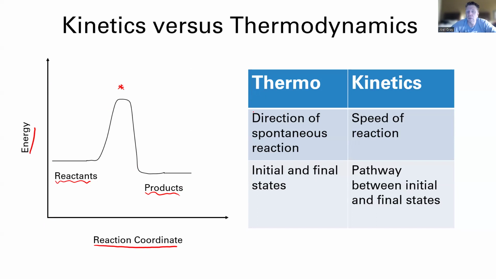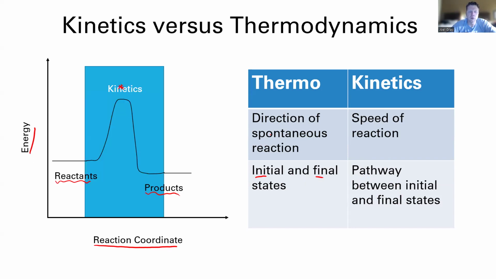So in thermodynamics, or the study of thermodynamics, what we're interested in is the direction of the spontaneous reaction. We're interested in the initial and final states of our reactants and products. Kinetics, we are interested in the speed or the rate of the reaction, the pathway between the initial and the final states. And those are the big components that we're interested in anytime we talk about kinetics or thermodynamics. So this kind of central transition area is what we're really most interested in after it's all said and done.